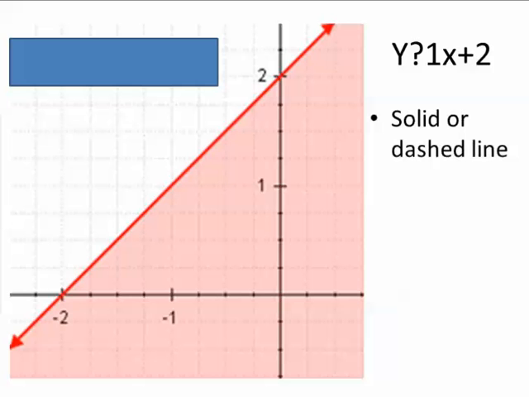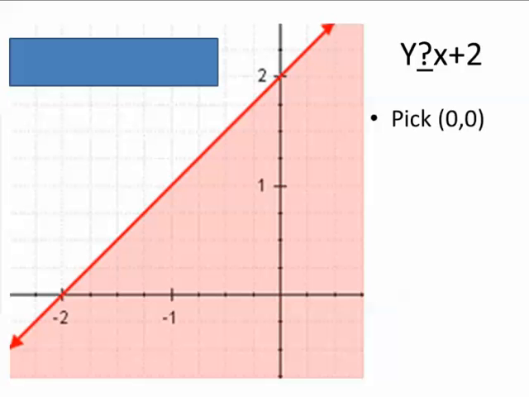So now I'm going to look at this and say, do I see a solid line or a dashed line? I see a solid line. Solid line tells me that I've got that little line underneath there, meaning that it could be or equal to. So I'm going to look at that and say, good, I'm getting closer to having the equation, right? So now the question is, I know this side is shaded. Is it less than or is it greater than? We need to figure this out.